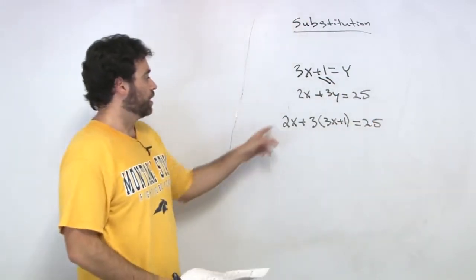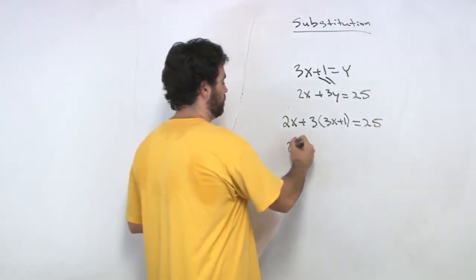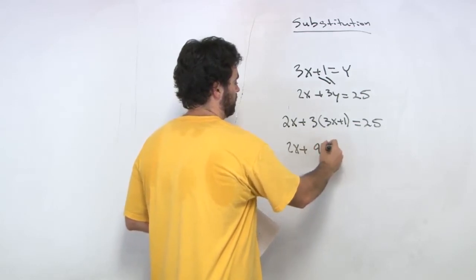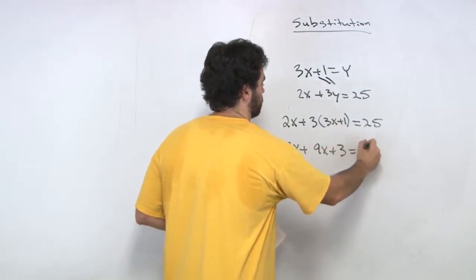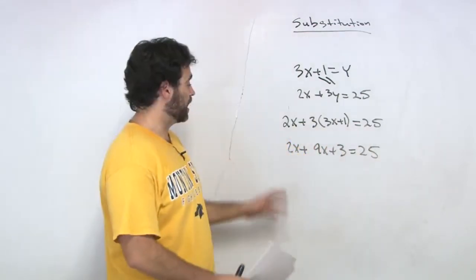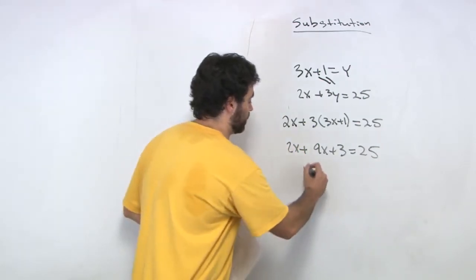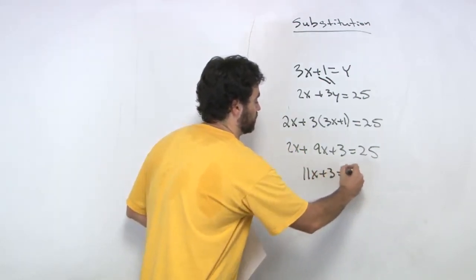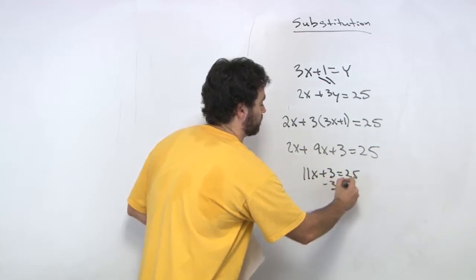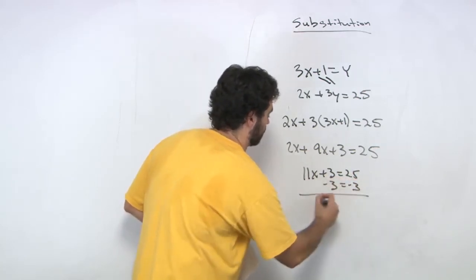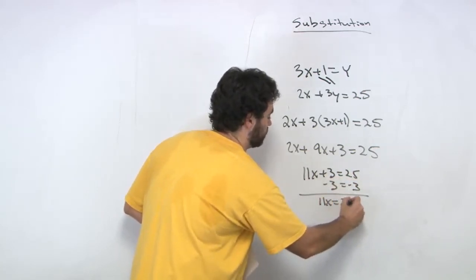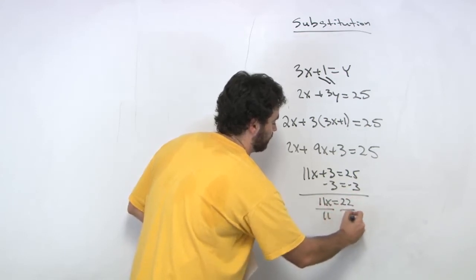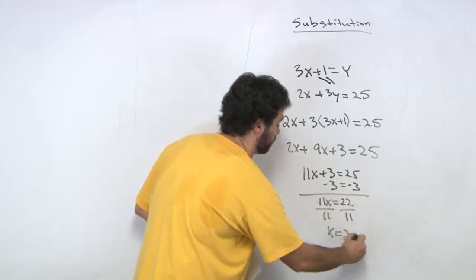Okay, clean it up. We get 2x plus 9x plus 3 equals 25. Now we combine like terms. We get 11x plus 3 is equal to 25. Minus the 3, and I get 11x is equal to 22. Divide by 11, and x is equal to 2.